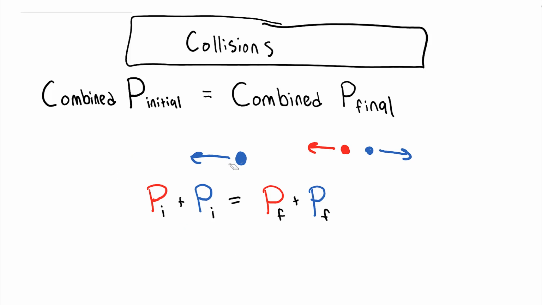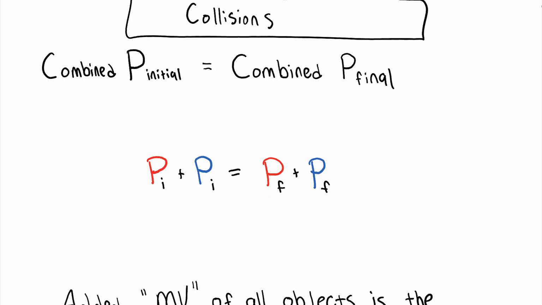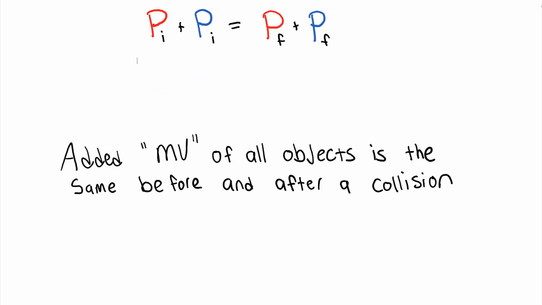Combined initial momentum is the momentum of every object. If you have three objects colliding, you would have three of these. If you had four, you would have four, and so on. Notice that momentum, this P right here, is the same as the mass times the velocity. So wherever you see this P, you can replace it with this, the mass times velocity.